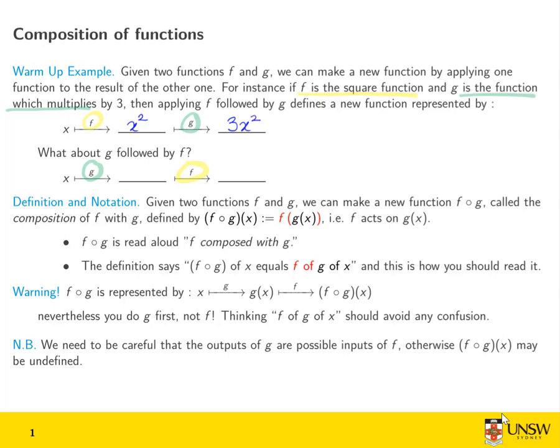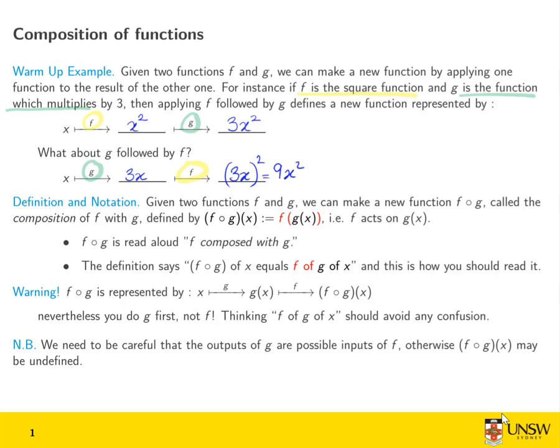Now if I do g followed by f, this time I'm applying g first. g multiplies by 3, so I'm going to get 3x, followed by f. f is the function which squares the input, so in that case the input of f is 3x, so we're going to be squaring 3x. What we'll be getting is (3x) squared, which is 9x squared. So be careful. We can already see on this example that if you do f followed by g or g followed by f, you don't get the same thing.